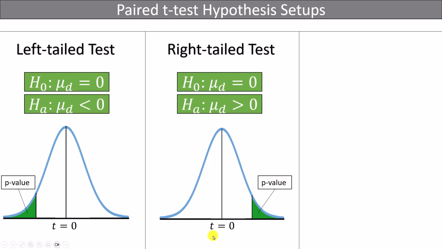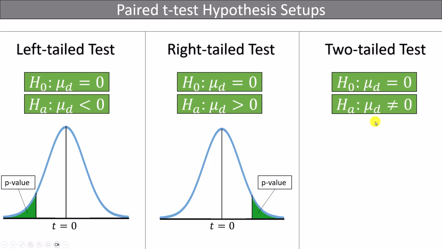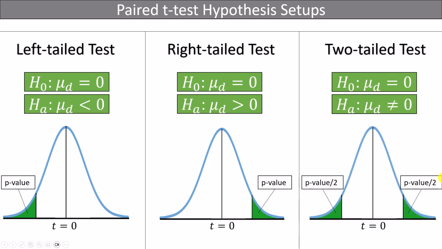Or we could have the two-tail test where we're saying, well, we don't really know if there's improvement or worsening. We don't really know if there's been any change. So we're just going to have the two-tailed test where we have the not equal to sign in our alternative hypothesis, which would amount to finding a p-value that is split between the two tails.